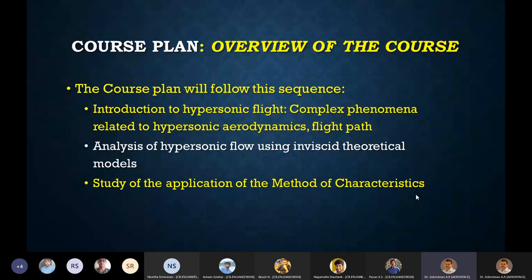And we will also briefly discuss the method of characteristics as applied to hypersonic flows. And we will look at the effect of viscosity, because in the initial parts, we are constrained to an inviscid approach. And later, we will also look at the main impact of viscosity and heat transfer.